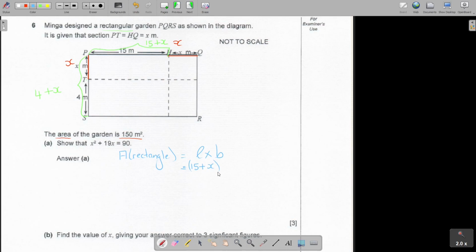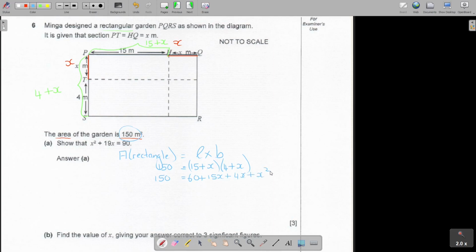And the breadth is 4 plus x. And you're just going to multiply that out. Okay, I forgot, I also have the area. I put it in. So I'm going to say 15 times 4, that is 60. 15 times x is 15x. 4 times x is 4x. And x times x is x squared.